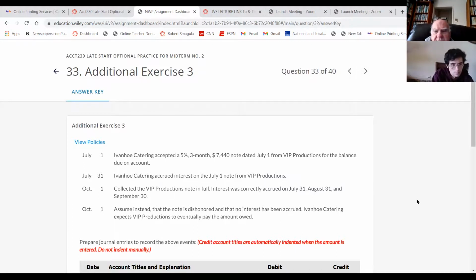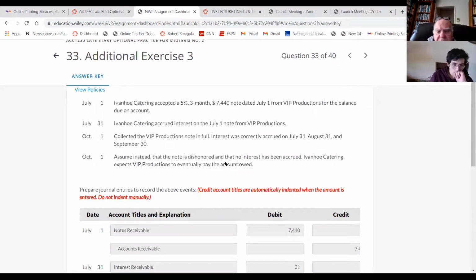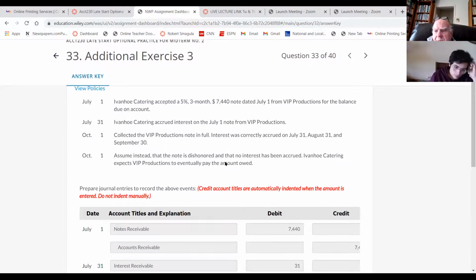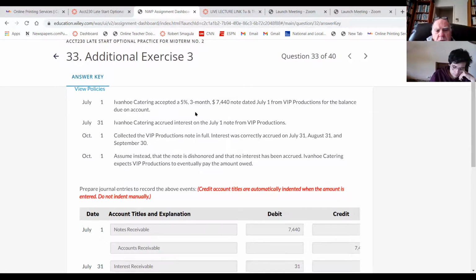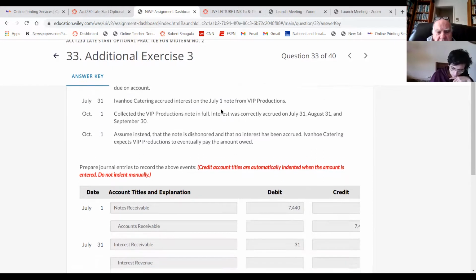Now here we go. Remember we did the chapter on the notes where a customer is unable to pay accounts receivable, so we let him turn it into a note. That's what we're talking about here. Ivanhoe accepted a note. All we're doing then is debiting notes receivable and crediting accounts receivable. We're moving it from accounts receivable to notes receivable. And at the end of the month, they accrued the interest. 5% is for 1 year. 5% times 7,440 divided by 12.